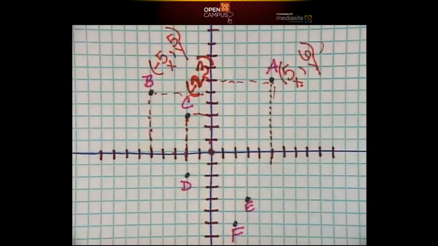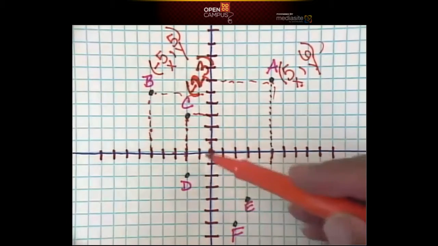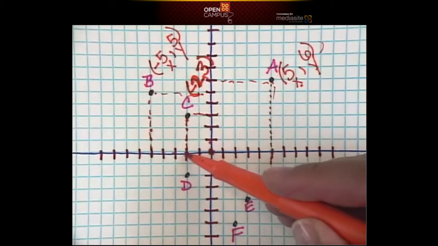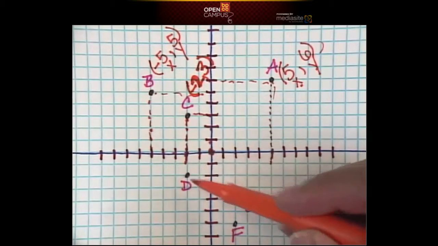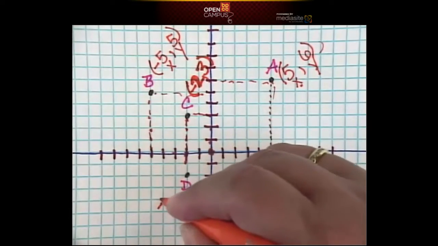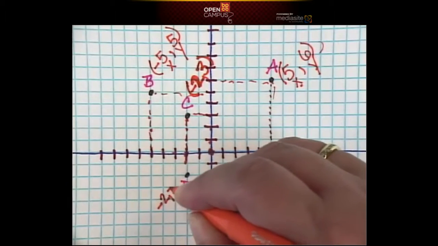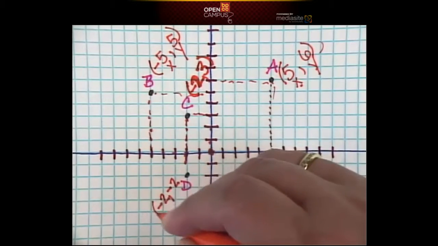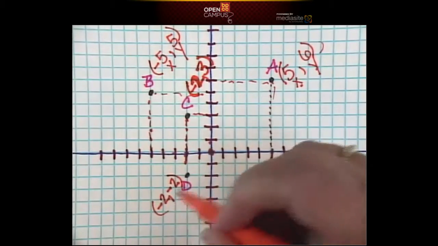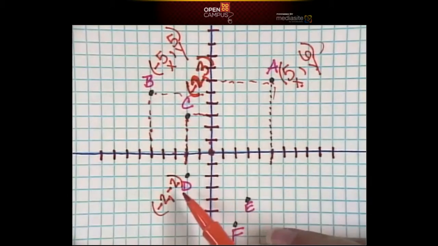Okay. So next is letter D. Letter D, I went to the left 1, 2. I went down 1, 2. So I went to the left 2 and I went down 2. So anytime you go to the left, it's negative for your x value. When you go down, it's negative for the y value.